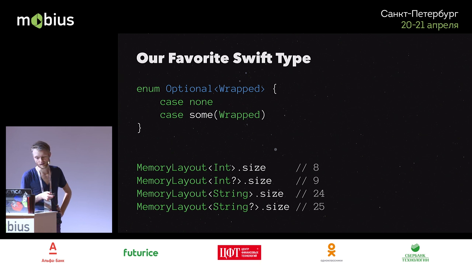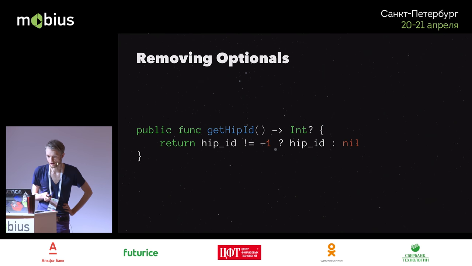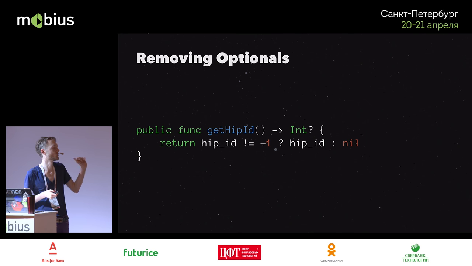And now we can say, okay, then we just remove those bytes. So we say we have a so-called not available number. Let's say our database never has a minus value. So we say -1 means it's not available. So instead of storing them as nil, we store them as -1, and we remove all the integers.